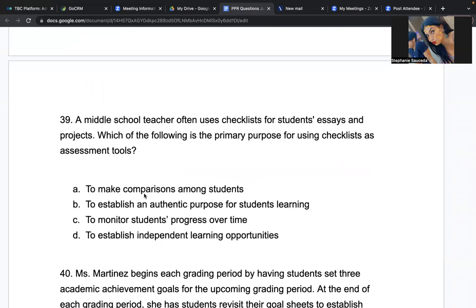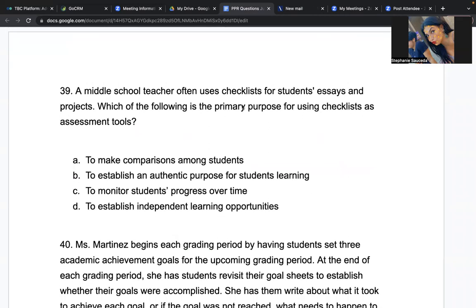Okay, so now we have a middle school teacher often uses checklists for students' essays and projects. Which of the following is the primary purpose for using checklists as assessment tools? What are our keywords and phrases? Middle school. Checklists. Essays and projects, right?